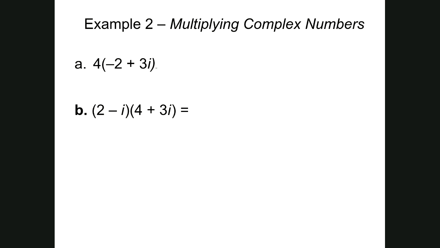Now we can also multiply complex numbers just like we normally would. So here I could multiply through here. So 4 times -2, that gives me -8. 4 times 3i gives me 12i. That's not too bad. Now this is FOIL, so I have to use FOIL here. So I'm going to multiply 2 times 4, which is 8, plus 2 times 3i, which is 6i. Then I can multiply. I'm going to put a negative here. Okay, it's a -1i.